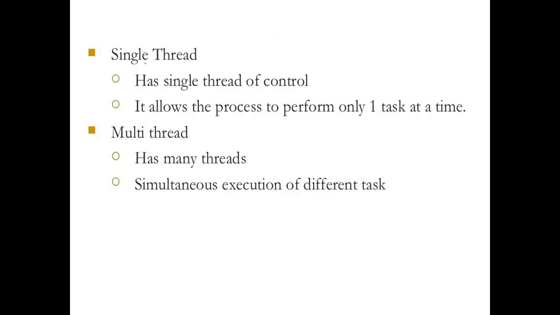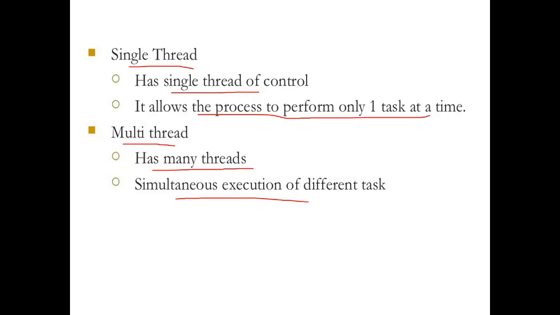There are two types of threads, single thread and multi-thread. A single thread has a single thread of control. It allows the process to perform only one task at a time. So inside a process, only one thread will be generated, and that one thread can do one task at a time. A multithreaded process has many threads inside a process, with simultaneous execution of different tasks. So inside a single process, it can generate multiple threads and simultaneously execute the tasks.